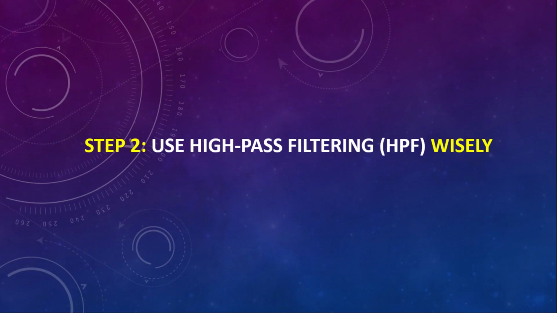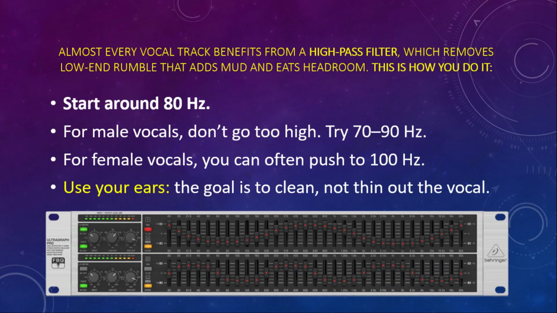Next, step 2, use high pass filtering, HPF, wisely. What does that mean? Almost every vocal track benefits from a high pass filter. This removes low-end rumble that adds mud and eats headroom. And this is how you do it.